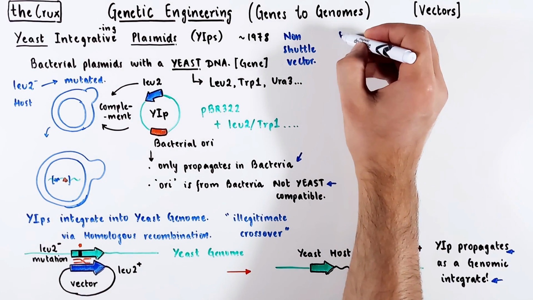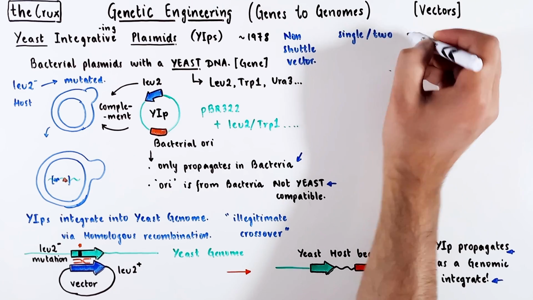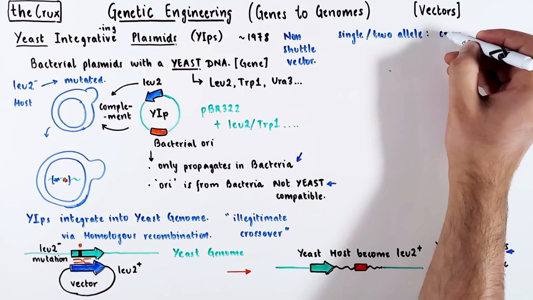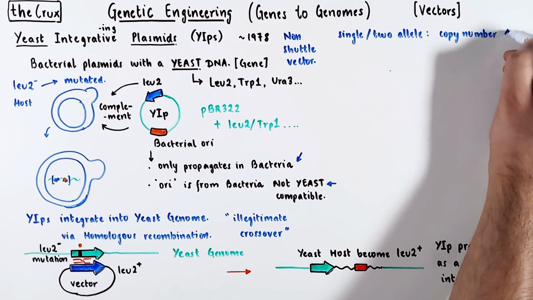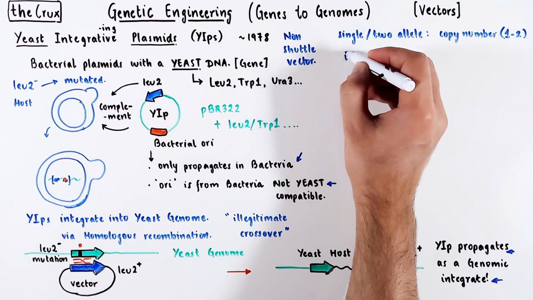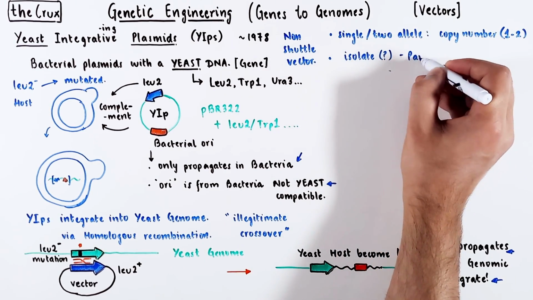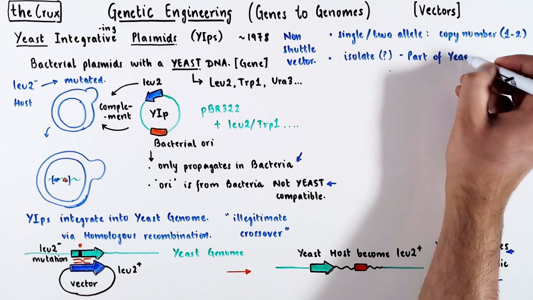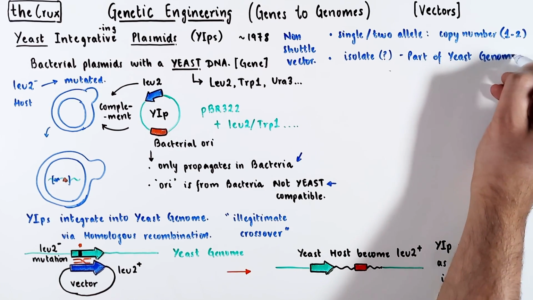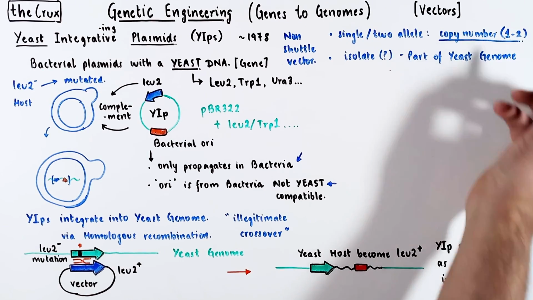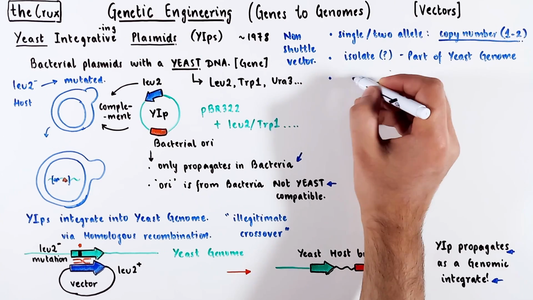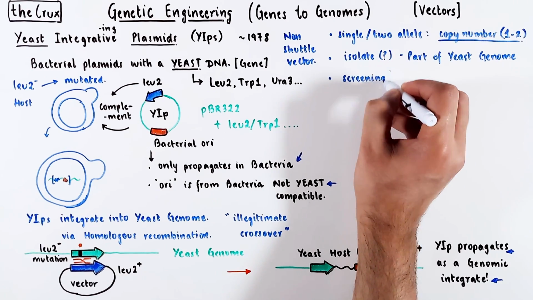Here are a few issues with the integrative plasmids. Since there are only 1 or 2 alleles of each gene, you can only have 1 or 2 copies of the plasmid integrated into the yeast genome. Now that it is integrated in the genome and not a separate thing, how do you expect to isolate this DNA, especially if the copy number is low as well? On top of this, how do you screen for your DNA?